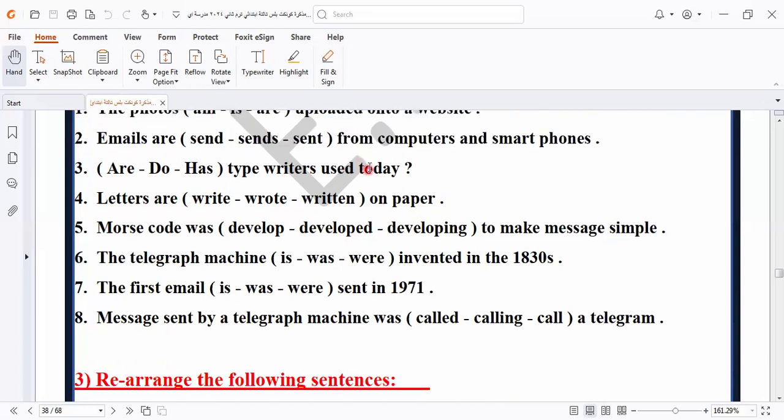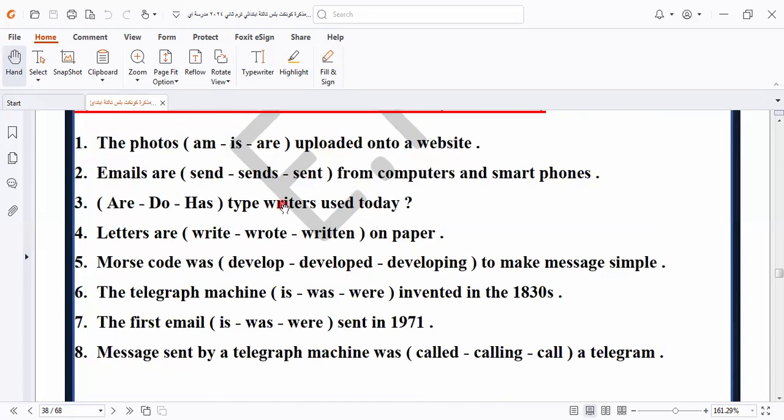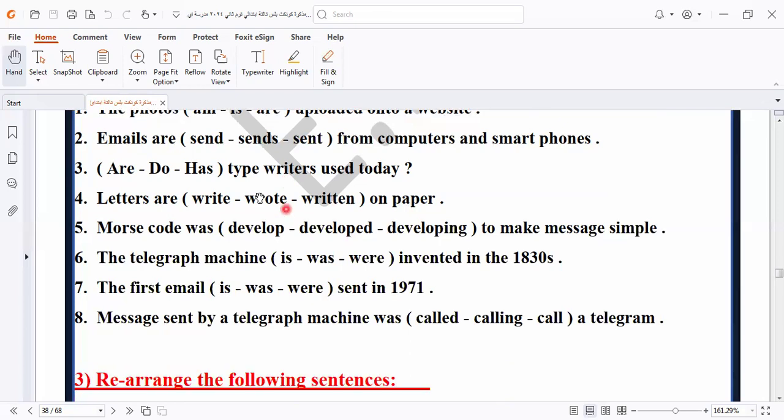Sorry, are sent. Correct. I don't want to speak any word in Arabic. Okay, I would like to speak English during the session.